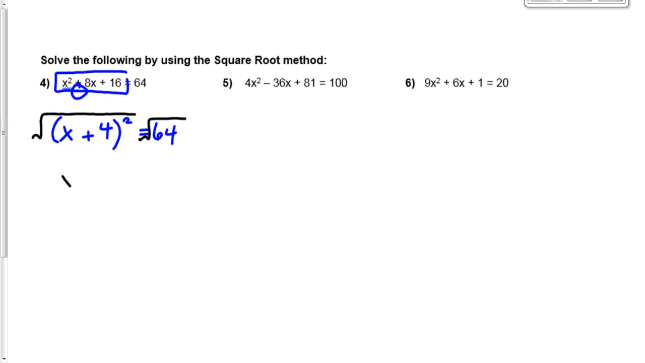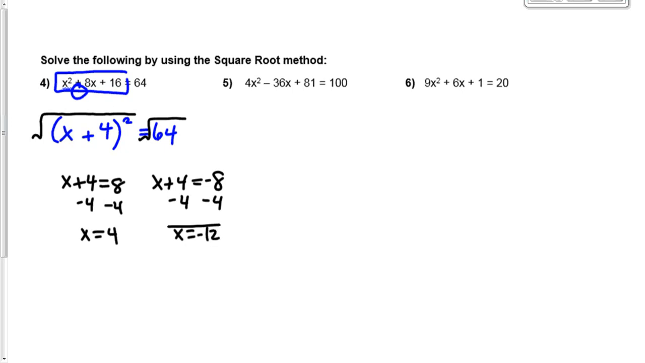So I've got x plus 4 equals 8, and x plus 4 equals negative 8. So now I just subtract 4. So x equals 4, and x equals negative 12. Okay, so let's do it again.